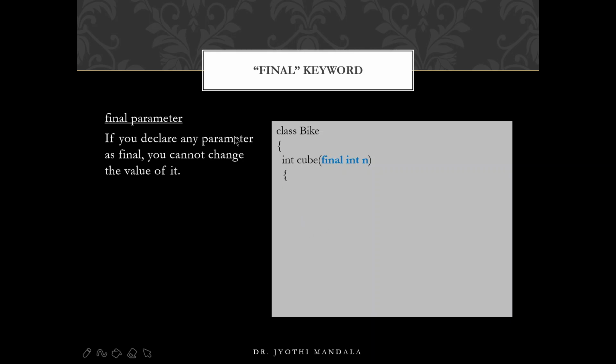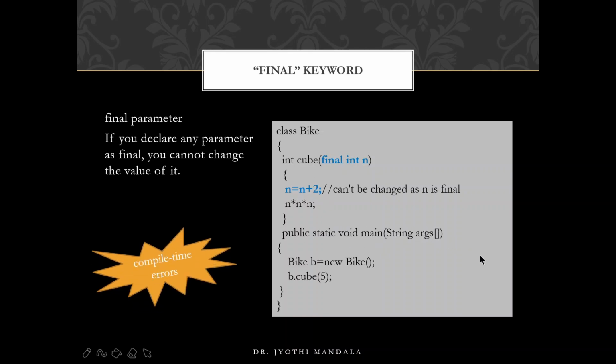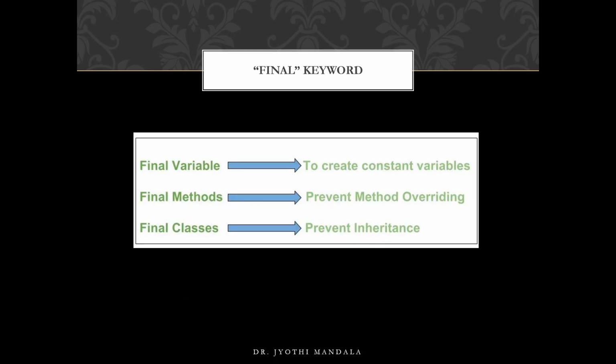That means if you declare any parameter as final, in our case it is n, you cannot change its value. Whatever value n receives when the method is called, you cannot change this value in your program. If you try to change it like this, you will get a compile time error. You need to understand that. Here the n value is 5 that you are passing, and that value is fixed. You cannot change that value in the method, in this block of statements. Trying to do that will show a compile time error. Right? So these are some of the things you need to understand about final.